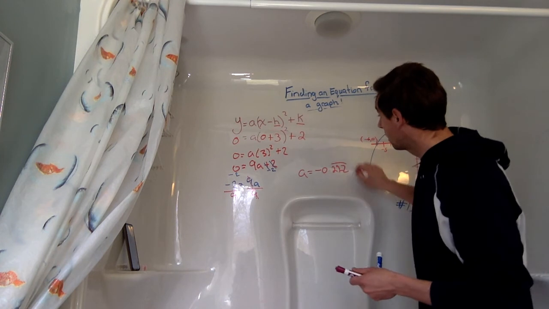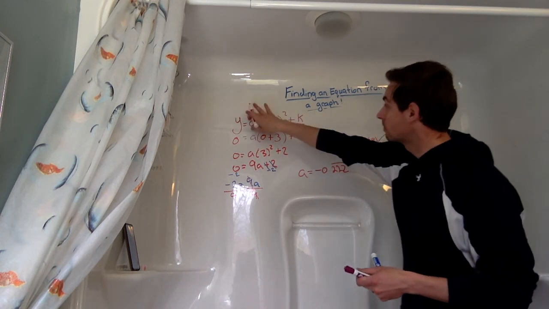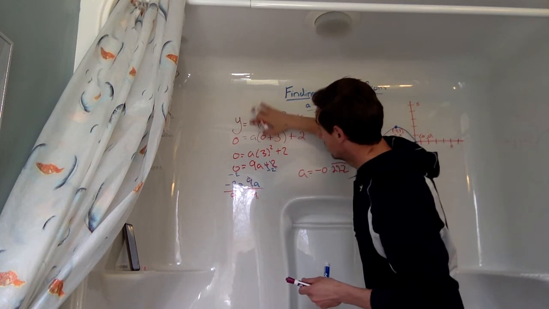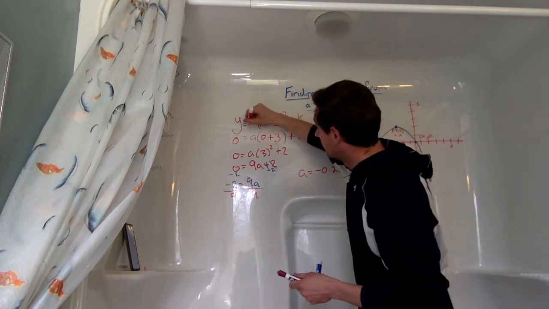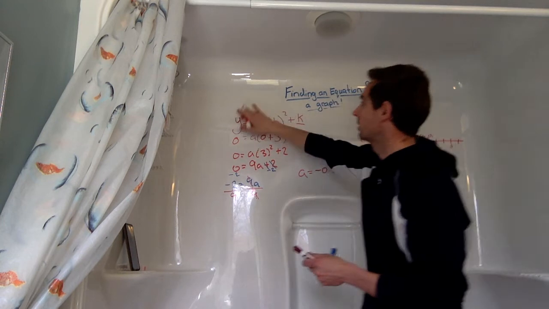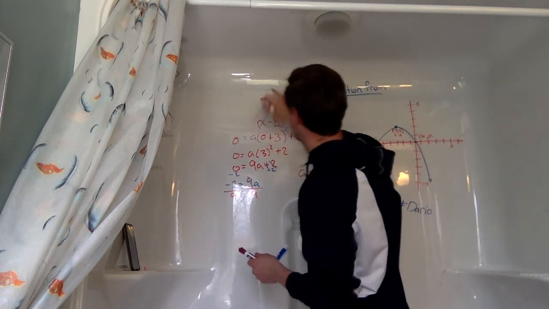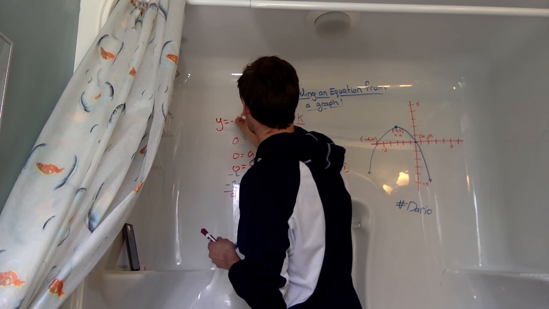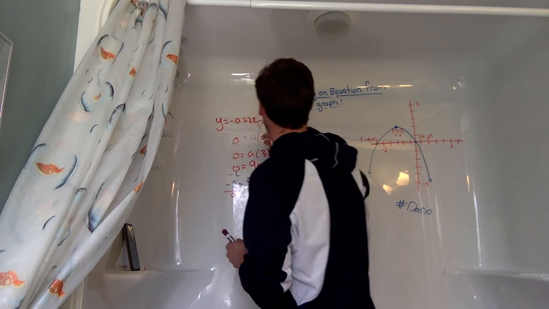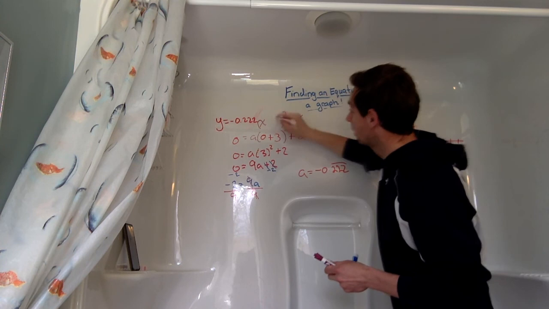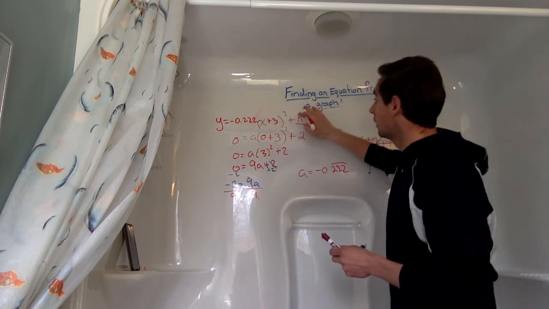So this a now gets plugged back up here in my original equation. Actually, let's make this a little bit more proper. So y equals -0.222. Now because I know my h value, we've already figured it out, I'm going to delete that. And I know my k value.